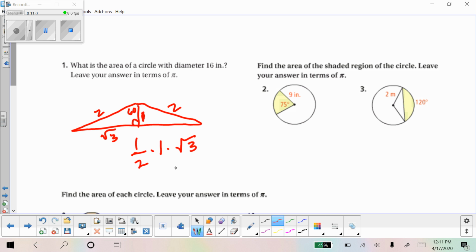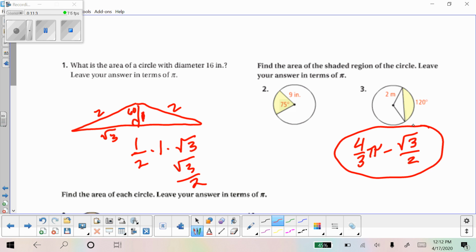Base times height times a half. And so that equals the square root of 3 over 2. So that's the area. So now writing it in terms of pi, we would have, remember we had 4/3 pi for the area of the sector, minus the square root of 3 over 2 for the area of the triangle. All right, so in that case, we left it in terms of pi. All right, good luck with this assignment. We'll talk to you soon.